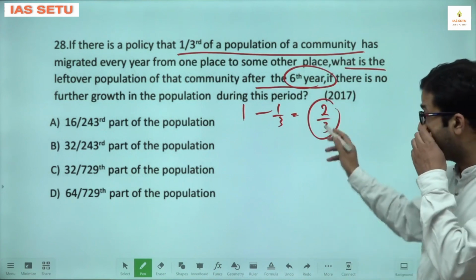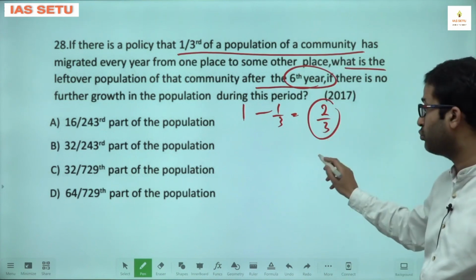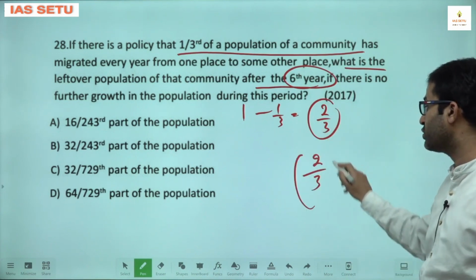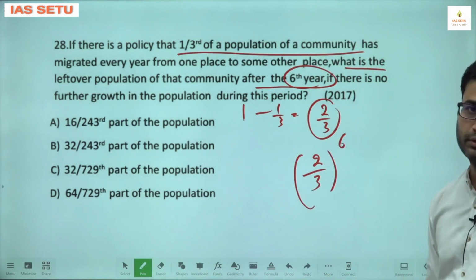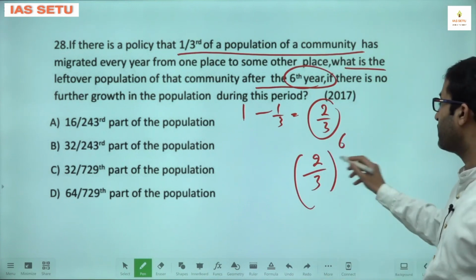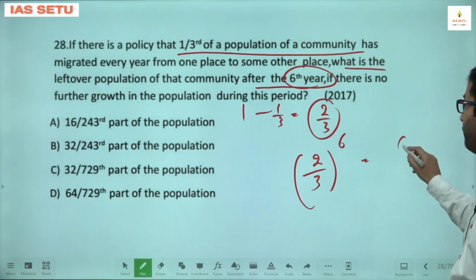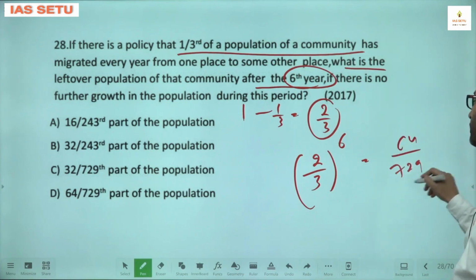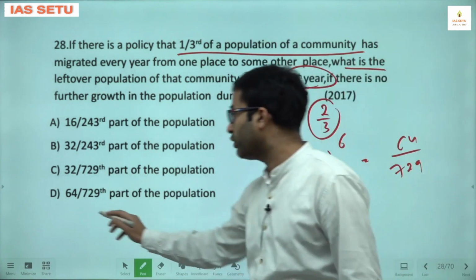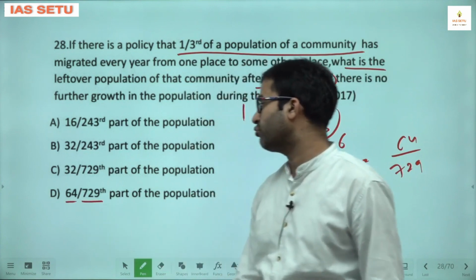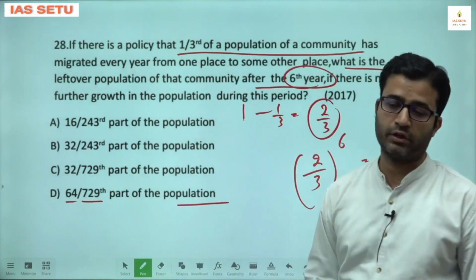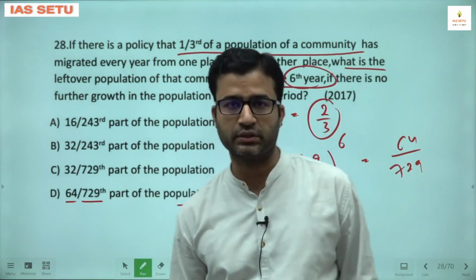And what is the leftover population of the community after the 6th year? So what you have to find? Next year also 2/3, 2/3. So we have to find 2 by 3 power 6. So it is coming 2 to the power 6 is 64 upon 729. So only 64 upon 729th part of the population is left over, because every year 2/3 population.